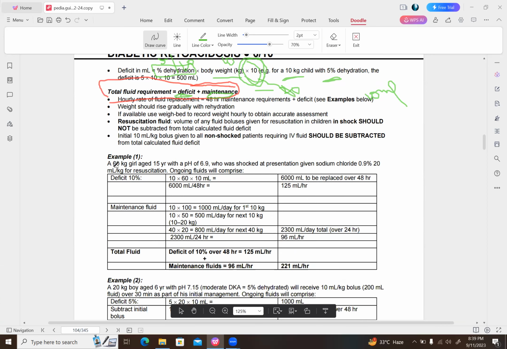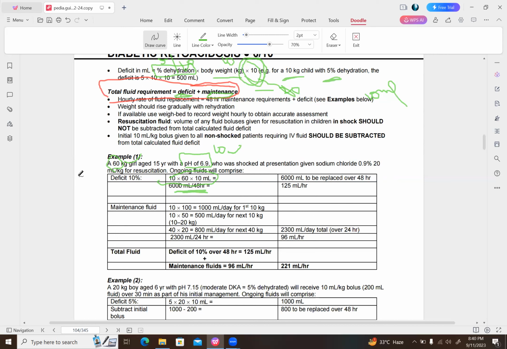Look, here is a 60 kg girl who is 10% dehydrated. The pH is 6.9, which is less than 7.1, so it becomes 10% dehydrated. This is the weight, this is the percentage of dehydration, and you multiply by 10. So 10 multiplied by 60 into 10, and this becomes 6, and along with this you divide over the 48 hours.